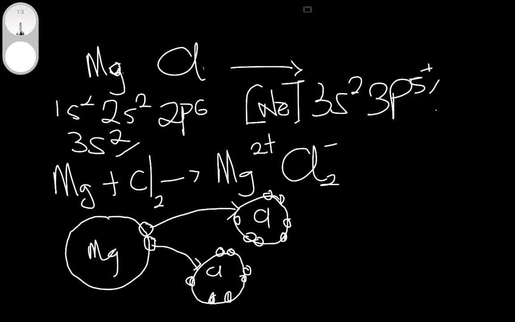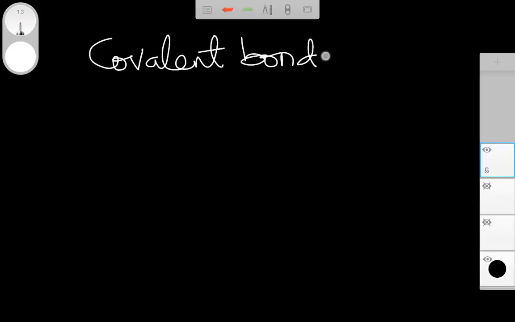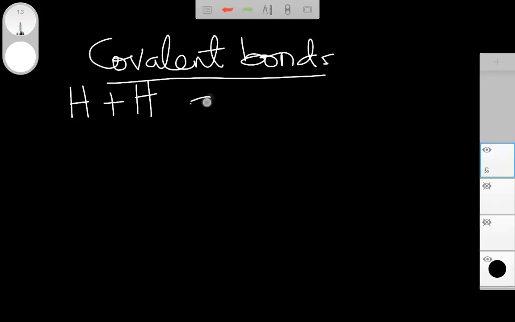So let's quickly look at the next method, that's the covalent bonds. How electrons are shared in covalent bonds. So let me use a new layer. All right, covalent bonds. In covalent bonds, an example is hydrogen plus hydrogen. Here hydrogen is 1s1, right? It just has 1 electron.